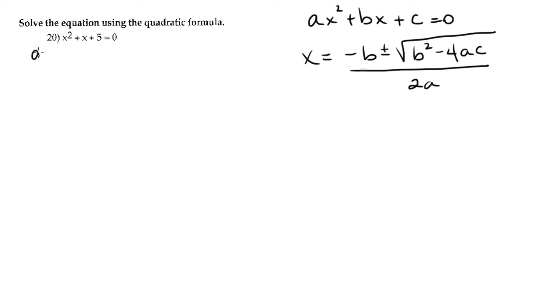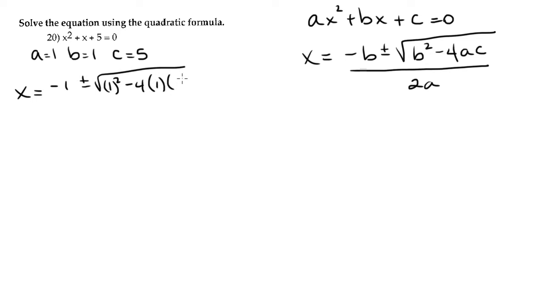So in this case, a equals 1, the coefficient of x squared, b equals 1, the coefficient of x, and c equals the constant 5. So x equals negative b, negative 1, plus or minus the square root of b squared, 1 squared, minus 4 times a times c, all over 2 times a.